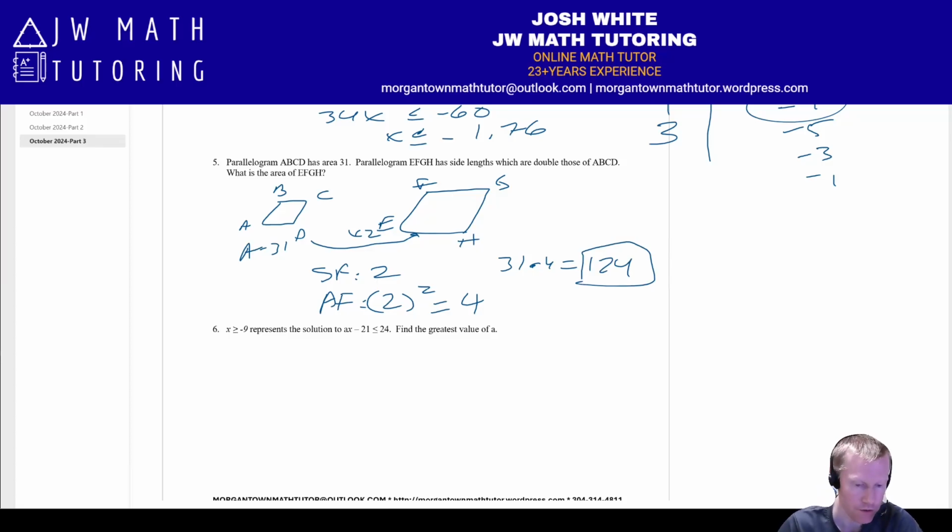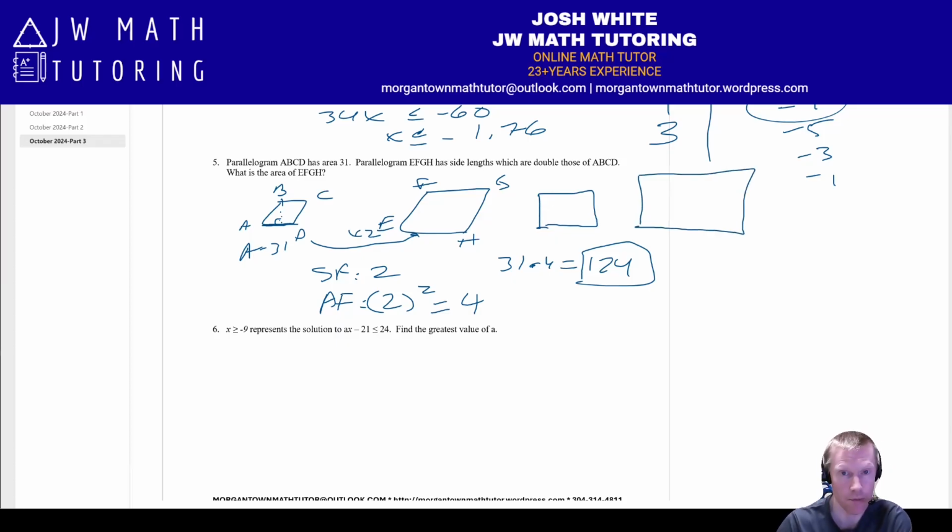Now, an alternate way you could do this is to pick some numbers. Technically, for a parallelogram, the area is the base times the height, which is the perpendicular distance between opposite sides. It's not two of the sides multiplied. But I'm going to use a rectangle for my example, because a rectangle is a parallelogram by definition. Say it's 1 and 31 for its two side lengths. For the larger one, the sides are double, so this would be 2 and this would be 62. So what's the area of the large one? 2 times 62 is 124. I get the same answer. That's the strategy of picking numbers.